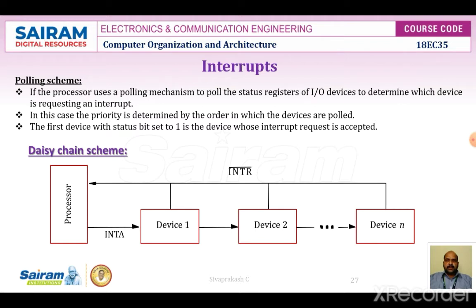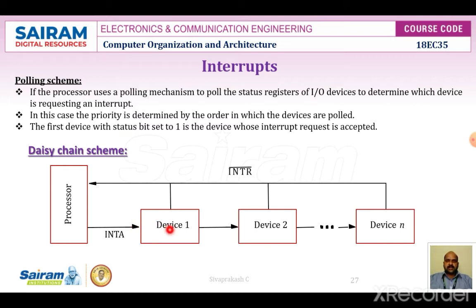So the interrupt request line is a common one. INTR is a common line given for all the devices, whereas INTA is a single line which passes from one device to another. Here the INTA signal propagates serially through the devices. When several devices raise an interrupt request, INTR becomes active, and the processor responds by setting the INTA line to 1. This signal is received by device 1.